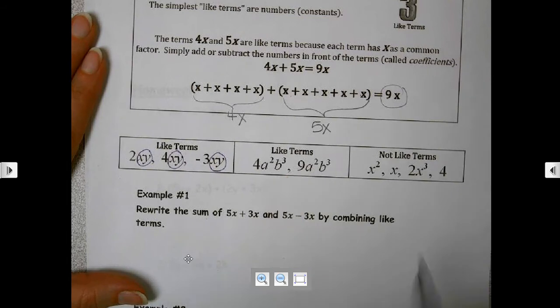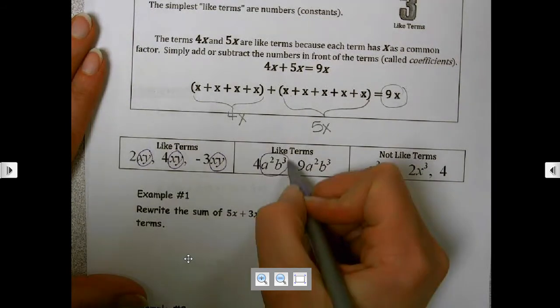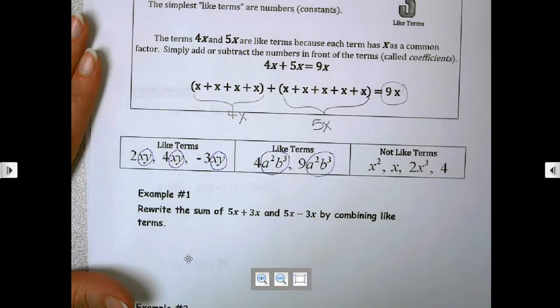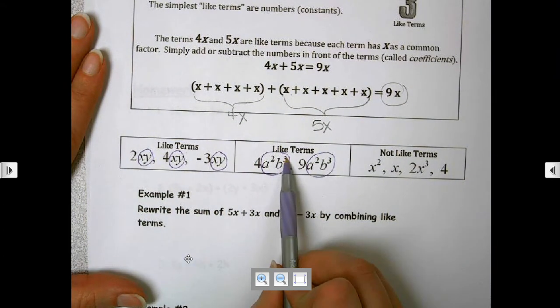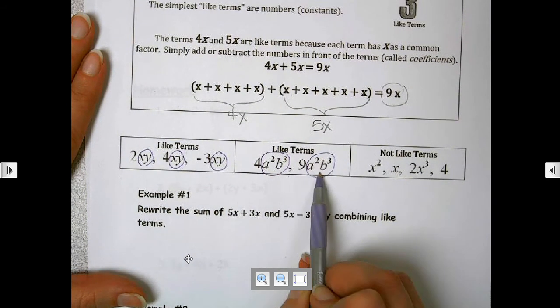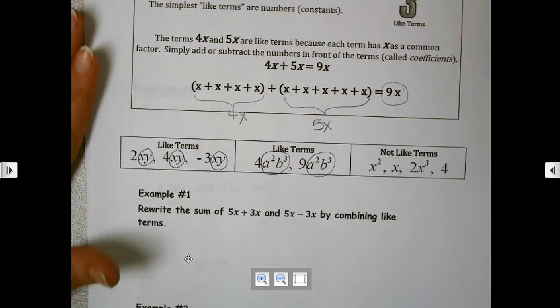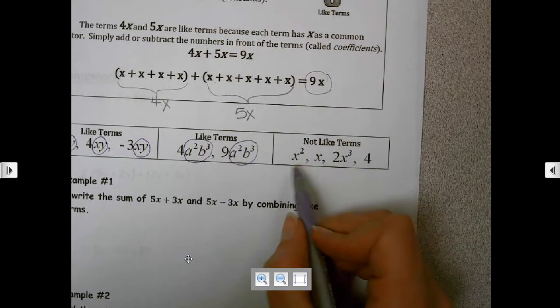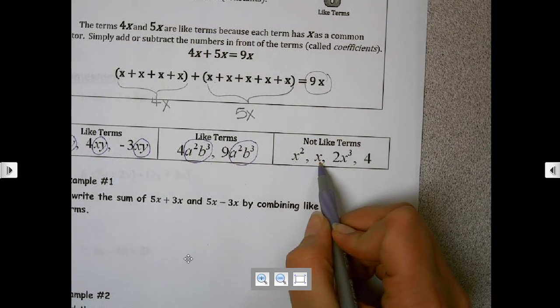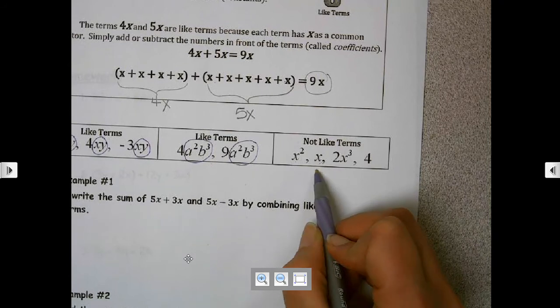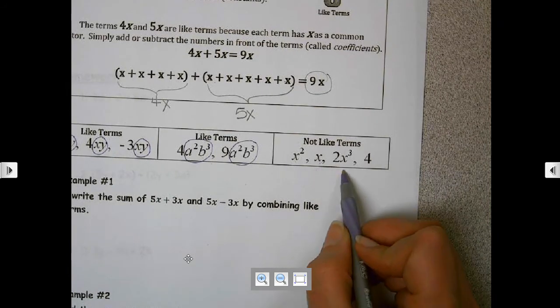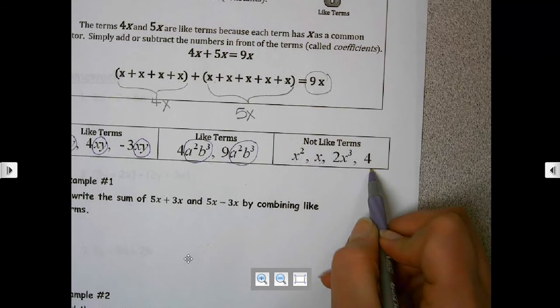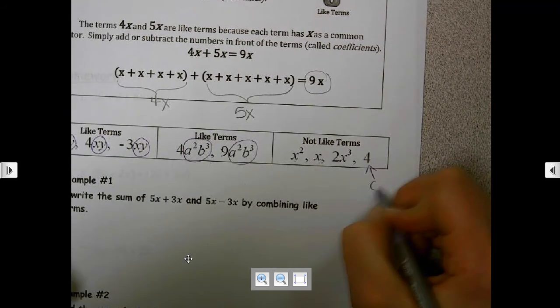This group of like terms has exactly the same variables: a squared, b to the third, a squared, b to the third. So they are considered like terms as well. Some examples of not like terms would be x squared and x. Even though they look very similar, they both have x's, x squared is different than x. The same goes for 2x to the third and 4. 4 is our constant.